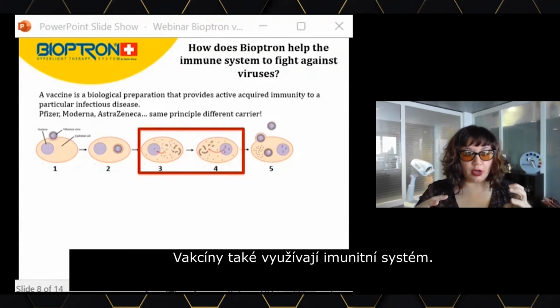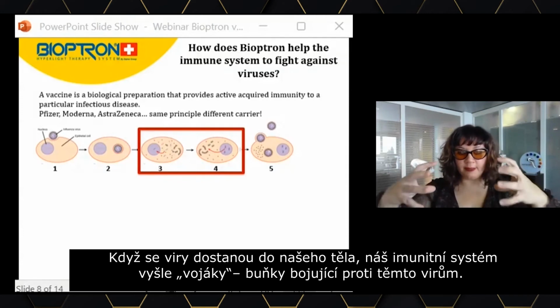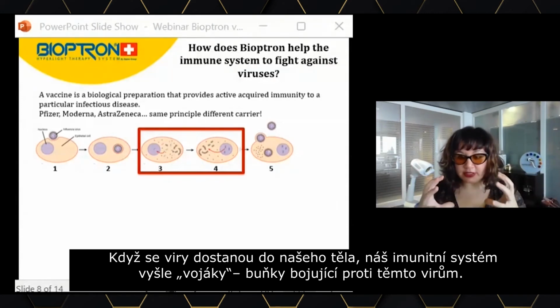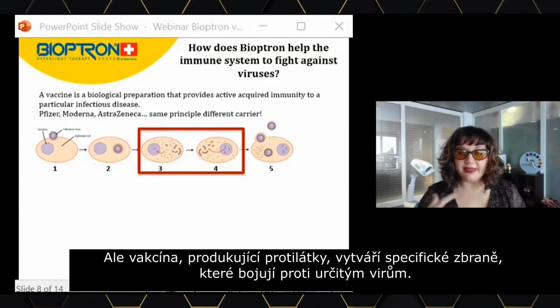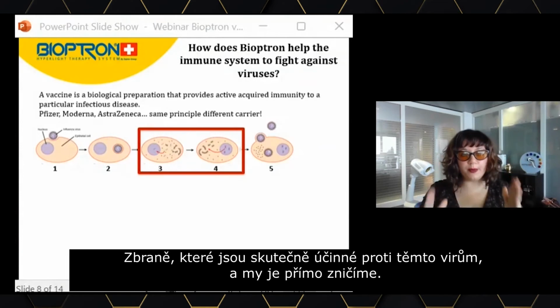So the vaccines, what they will do is force the body to create specific antibodies that will fight specifically against a virus. As I told you before, when the virus enters our bodies, our immune system will send soldiers, will send cells that will fight against these viruses. But this vaccine, producing the antibodies, will produce specific weapons that are fighting specifically against these viruses. Like if you produce weapons that are really efficacious against this virus, and they will destroy it directly.